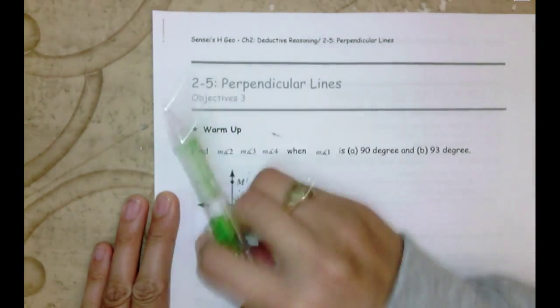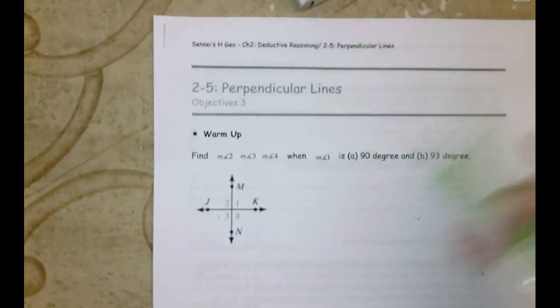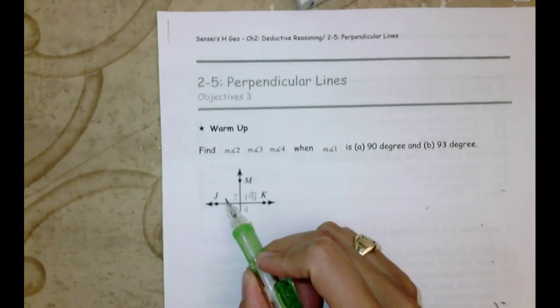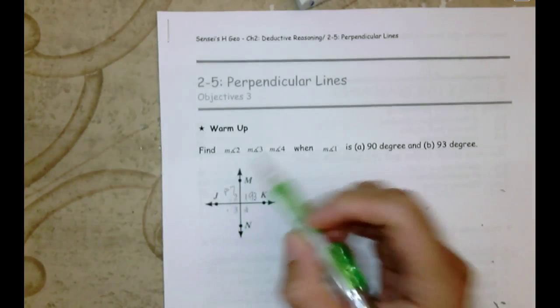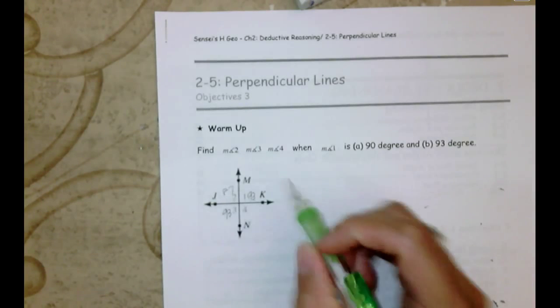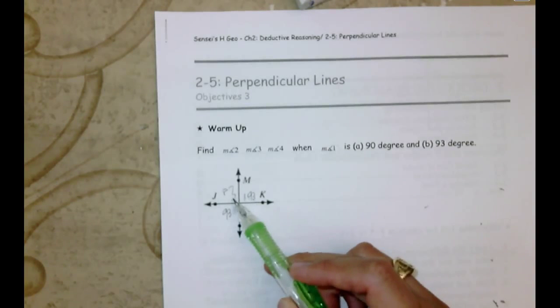In a similar way, for B, when it's 93, these are a linear pair, so this has to be 87. And since this is 87, this should be 93. But you also know that these are vertical angles, right? So these have the same measure. So if this is 87, then this should be 87. Okay, so we are here.